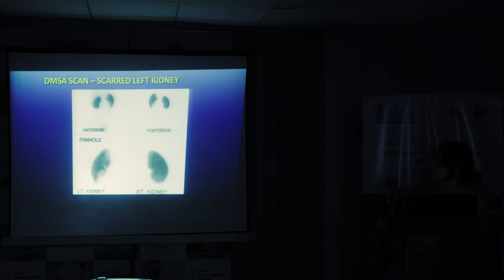And here you can see that there are photon deficient areas, or little defects, which you will see on the left kidney, at both the poles as well as the interpolar region. So this is a typical scarred kidney.